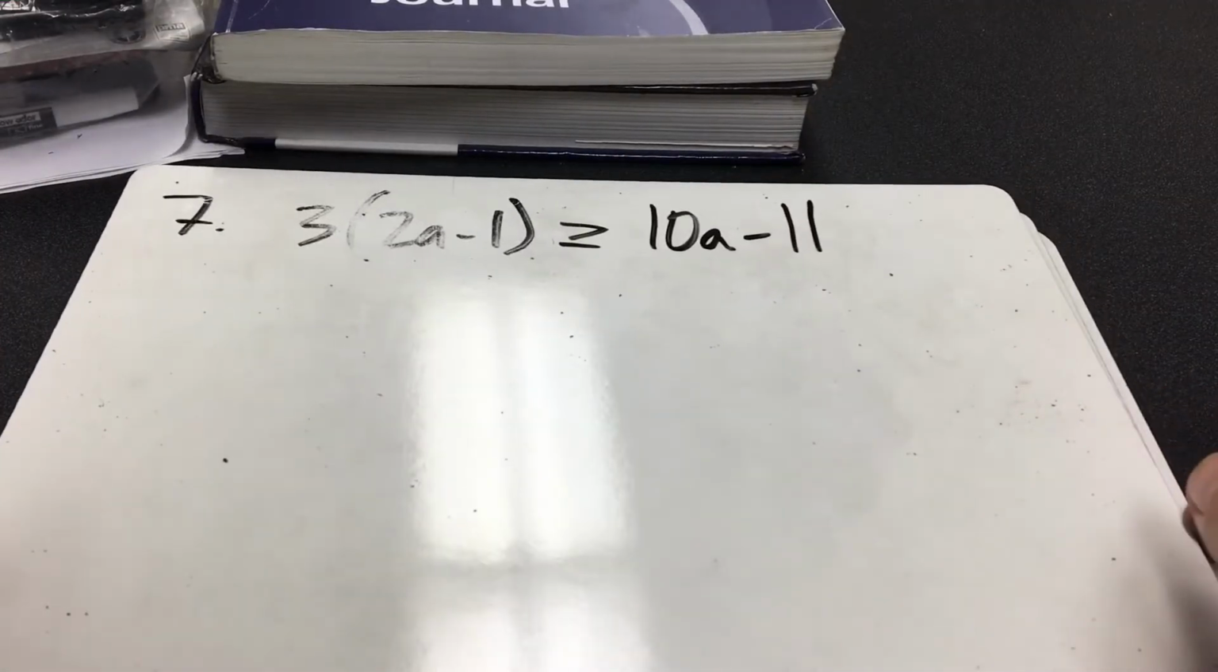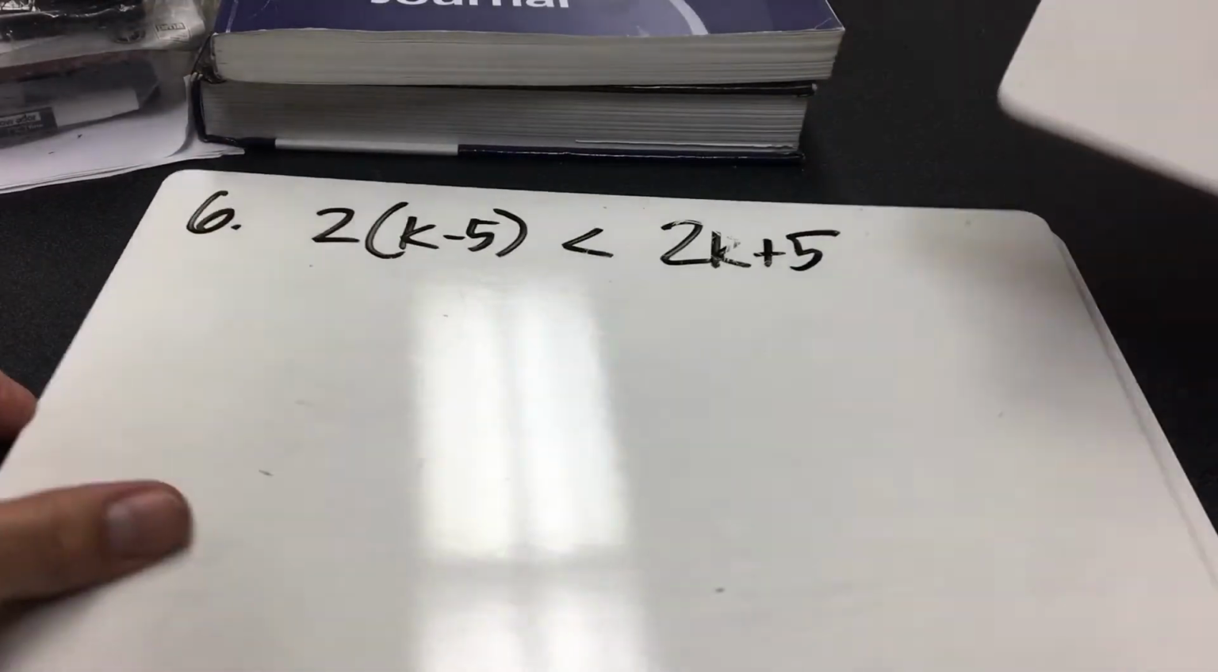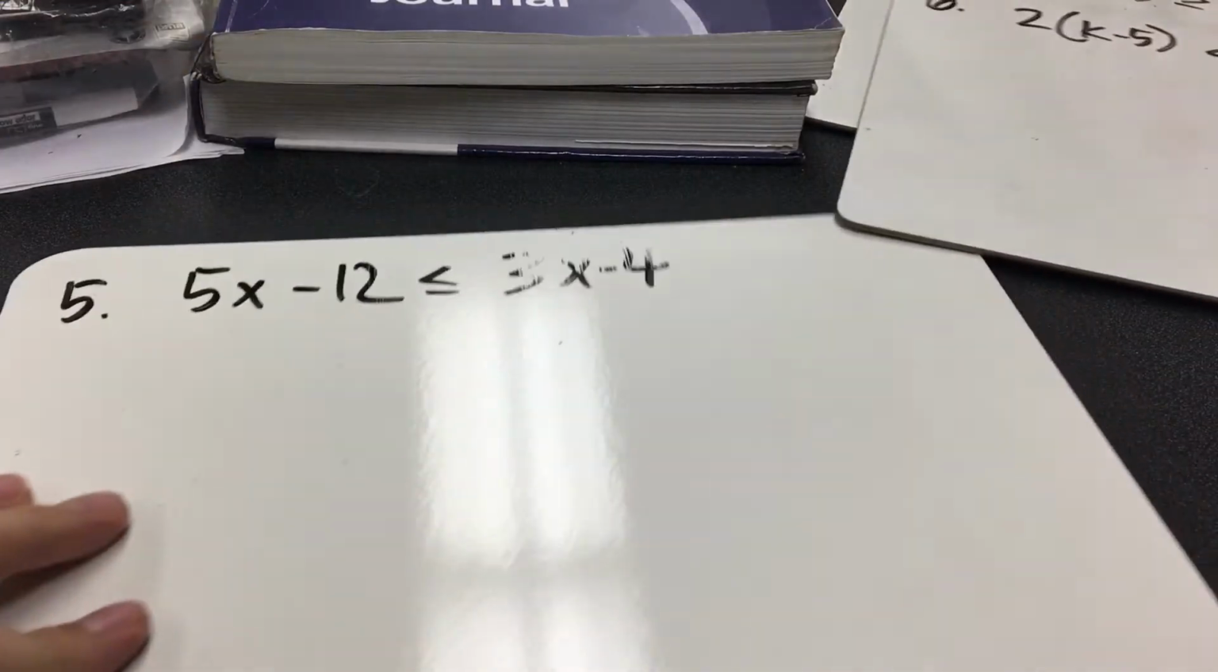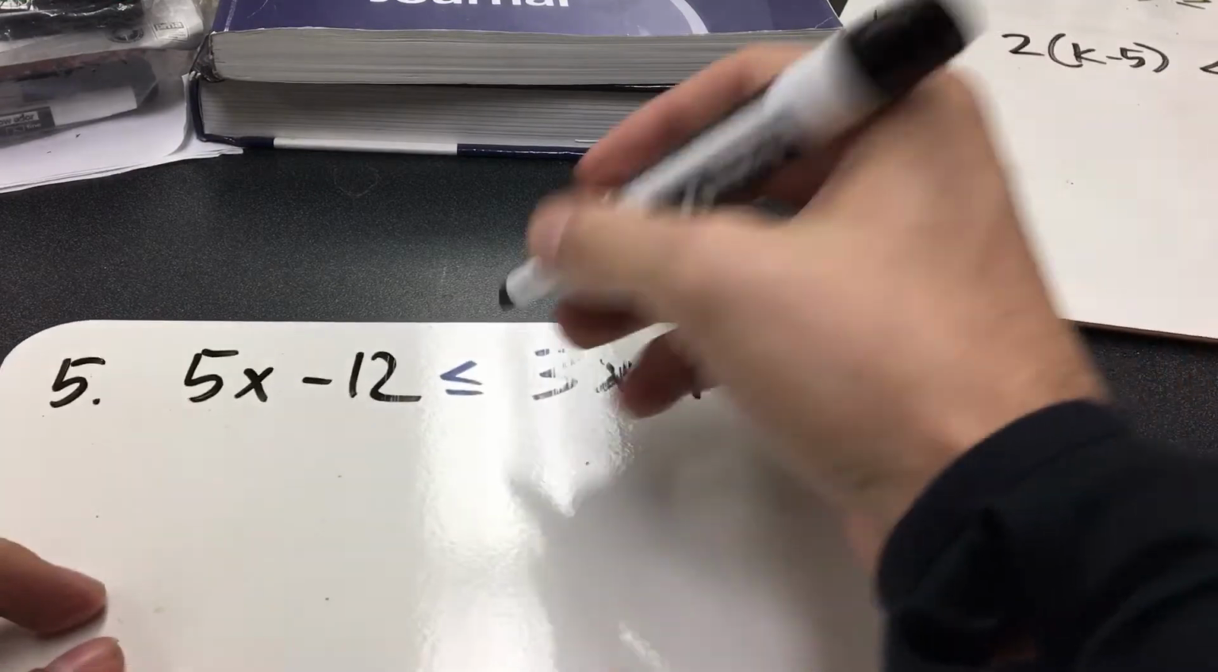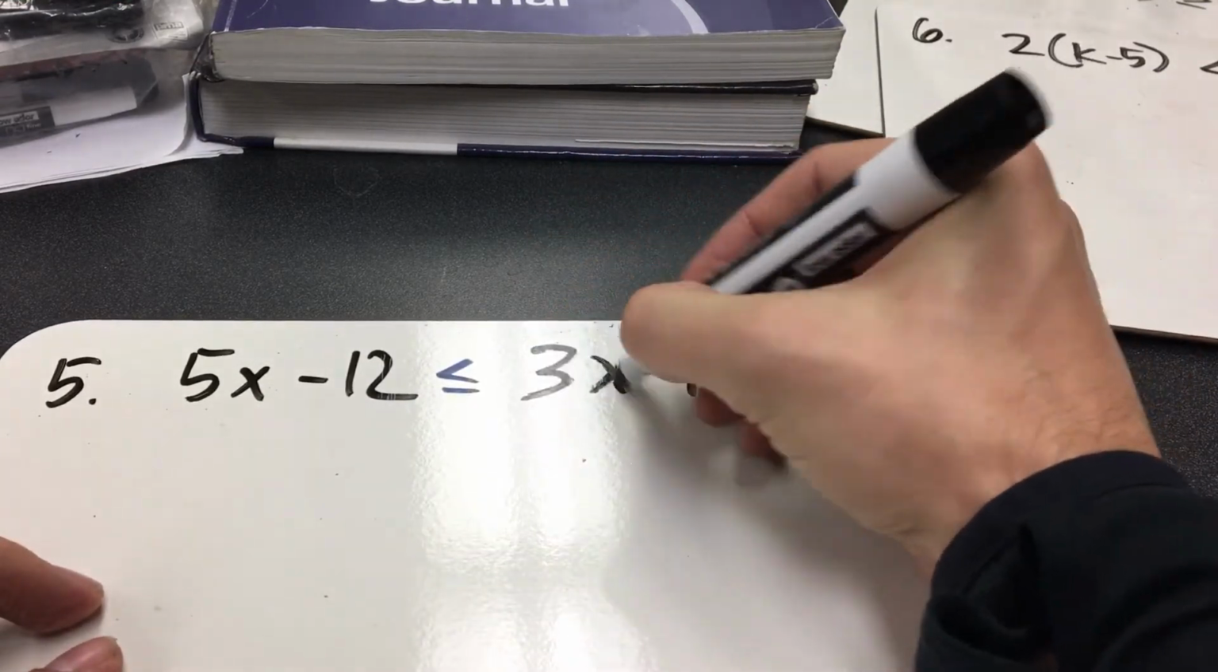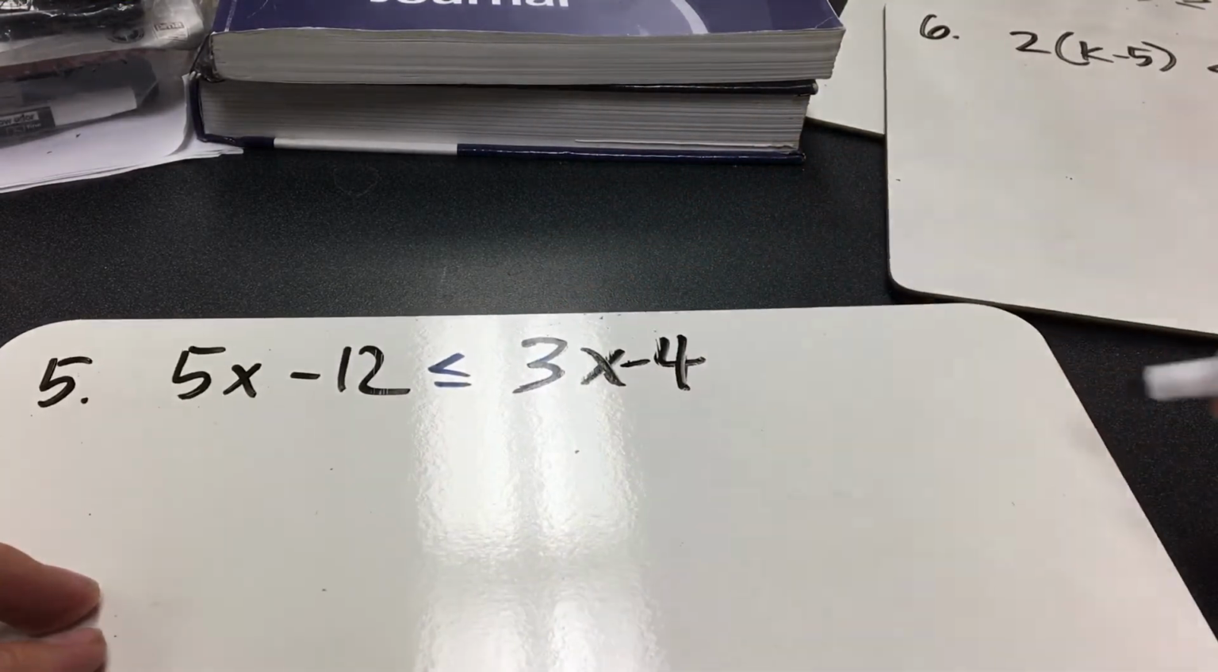Okay, I went from 4 to 7. That means I skipped one. And there's number 6. Here's number 5, and the boards kind of rub off on each other. I'm sorry that my numbers and variables are getting kind of scribbled out there.